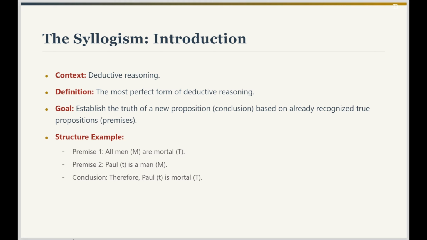The classic example: all humans are mortal, general rule. Paul is a human, specific case. Therefore, Paul is mortal, new conclusion derived from the old ones. It's about moving from the general to the specific, ensuring the conclusion is guaranteed if the premises are true.